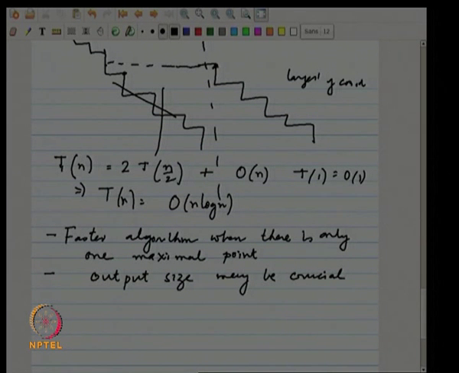But then I do not know what the output size is. You give me a set of points, how do I know how many points are going to be maximal? If I knew that there is only one maximal point, I could run this algorithm by picking up the maximum y coordinate and running that algorithm and getting it, but I have no idea how many maximal points are going to be there.